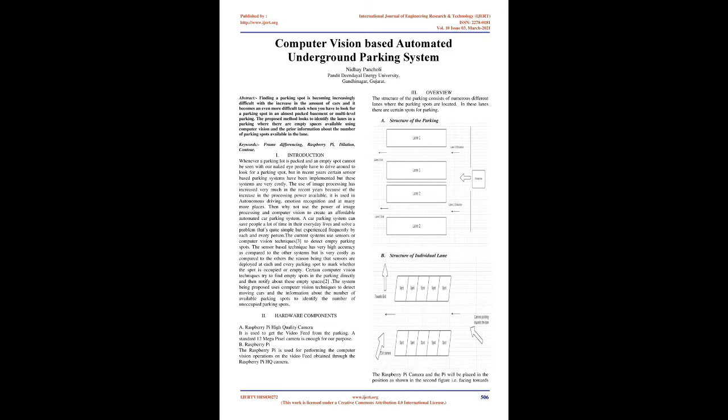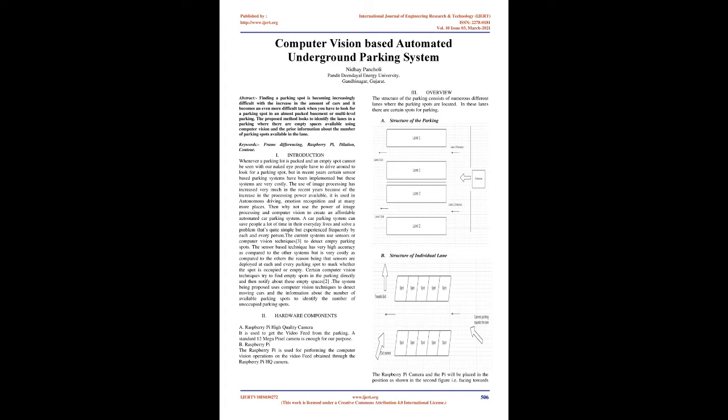Introduction. Whenever a parking lot is packed and an empty spot cannot be seen with our naked eye, people have to drive around to look for a parking spot. In recent years certain sensor-based parking systems have been implemented, but these systems are very costly. The use of image processing has increased very much in recent years because of the increase in the processing power available. It is used in autonomous driving, emotion recognition, and at many more places.